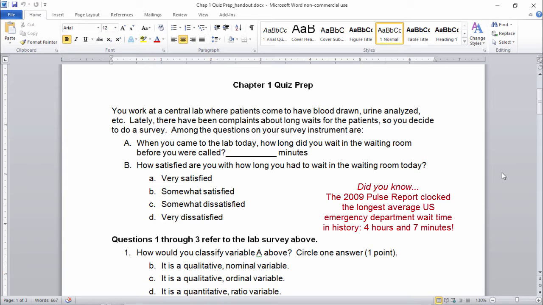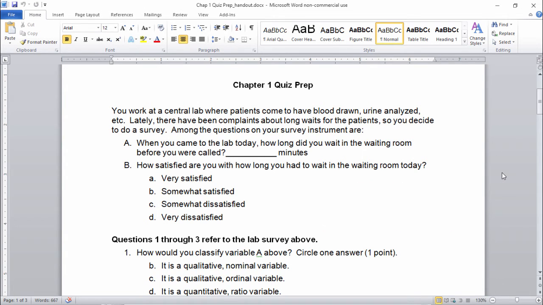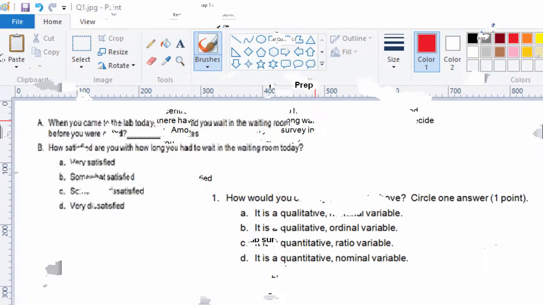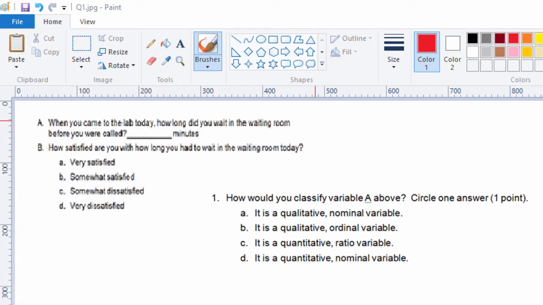Then question B is, how satisfied are you with how long you had to wait in the waiting room today? And you have a choice. It's A, very satisfied, B, somewhat satisfied, C, somewhat dissatisfied, and D, very dissatisfied. All right, so we're gonna have a few questions about this little survey. Okay, let's get started with question one.